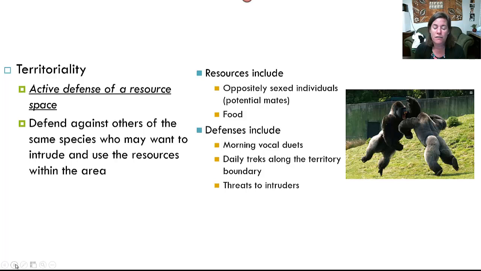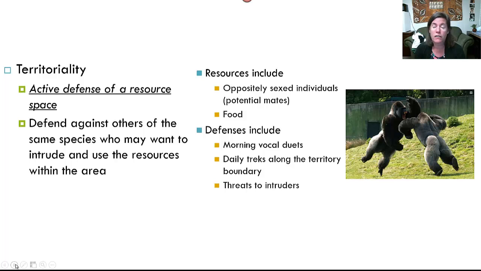A third behavioral characteristic of monogamous primates is what we call territoriality. Territoriality is the active defense of a resource space. In other words, individuals actively defend their territory, their space, from other individuals of the same species who may want to intrude and use the resources within that area. The resources within these territories that individuals often fight about include opposite-sexed individuals, potential mates, as well as food.